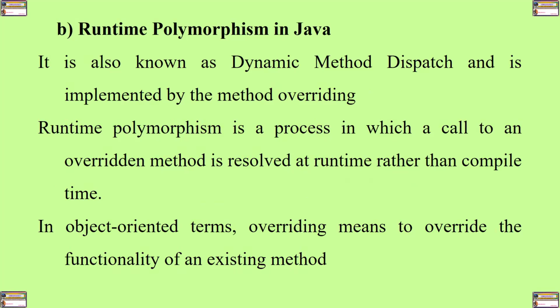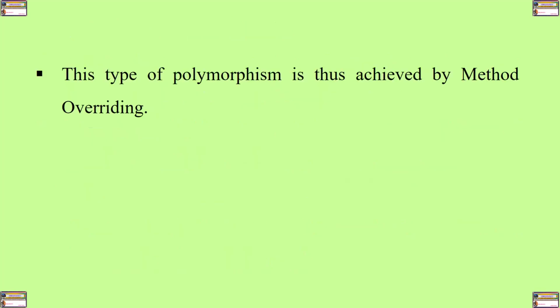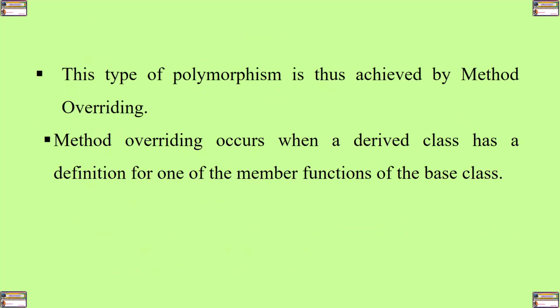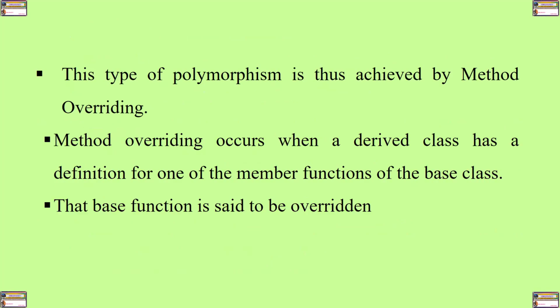In object-oriented terms, overriding means to override the functionality of an existing method. This type of polymorphism is thus achieved by method overriding. Method overriding occurs when a derived class has a definition for one of the member functions of the base class. That base class function is said to be overridden.